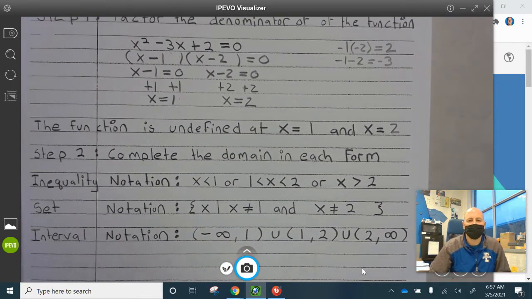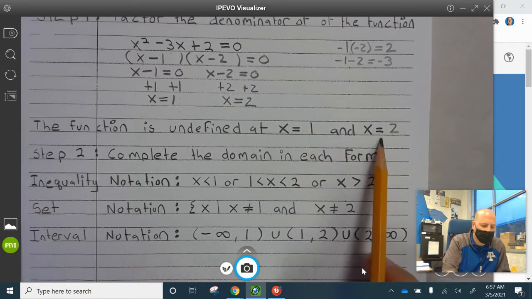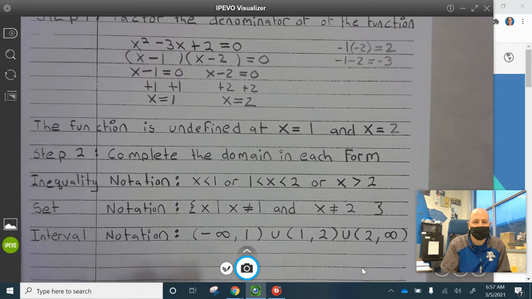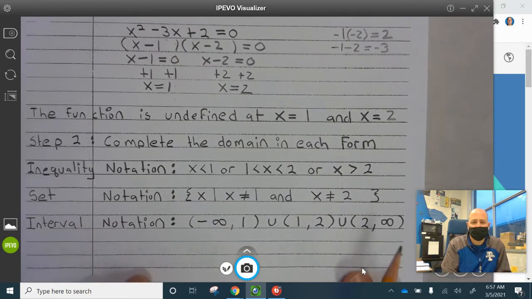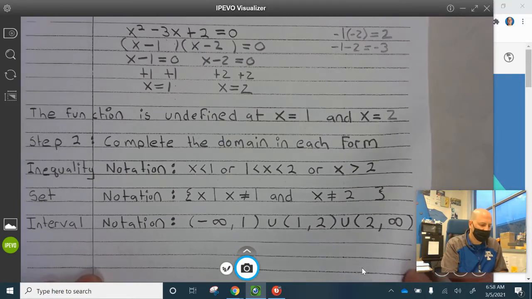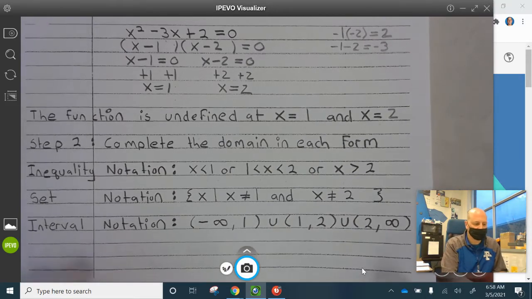Step 2, complete the domain in each form. In inequality notation, since, again, it's undefined at 1 and 2, x is less than 1, or x is greater than 1 but less than 2, or x is greater than 2. In set notation, it's x such that x does not equal 1 and x does not equal 2. In interval notation, it's negative infinity to 1, not including 1, or not including 1 to not including 2, or not including 2 to infinity. All right, go ahead and finish up step 2.